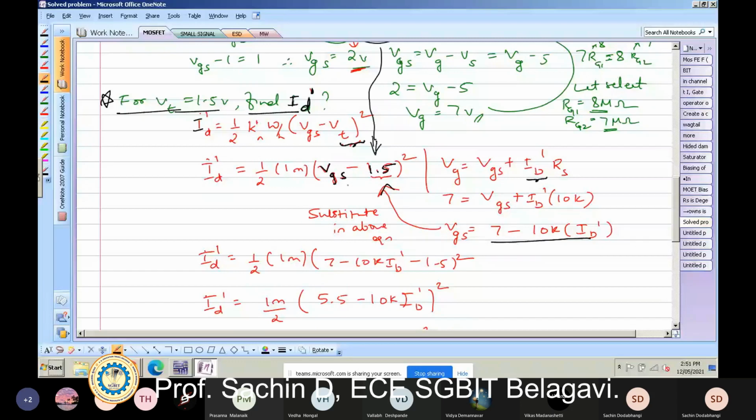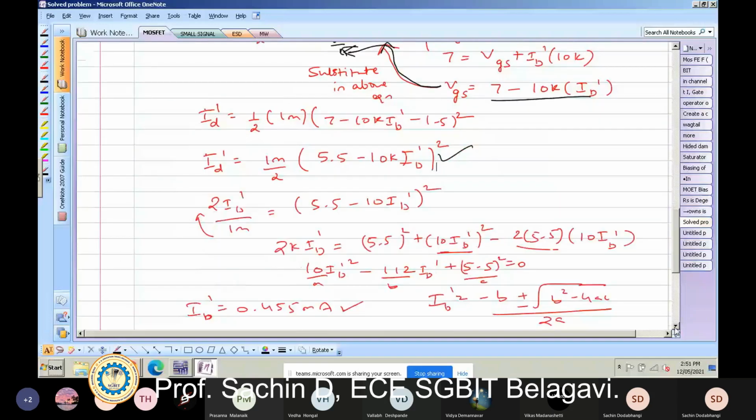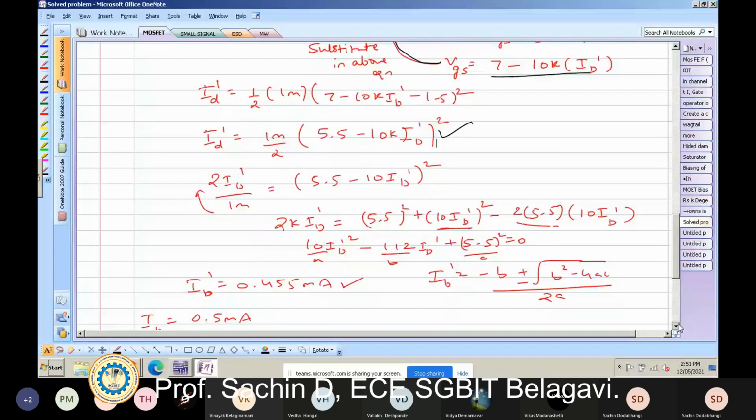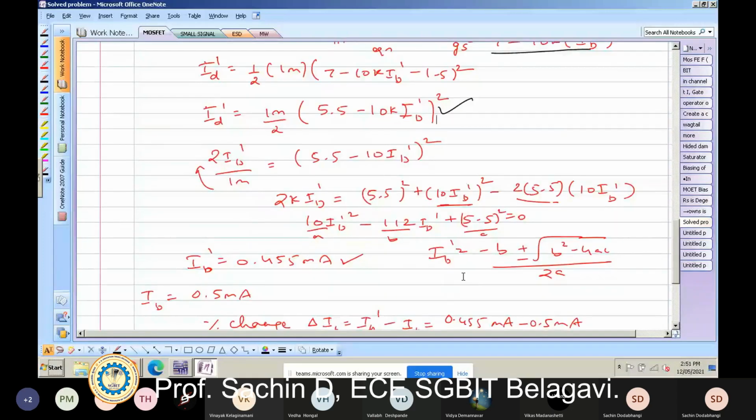We are replacing VGS in terms of ID, so we get a quadratic. Solving this, we will get a quadratic equation. When you solve the quadratic equation, you will get one value, 0.055. Actually, you'll get two values here for ID dash. Out of that, we select ID dash as 0.455 milliampere.